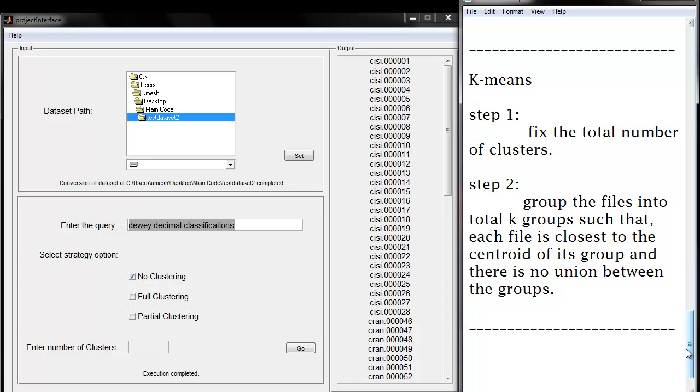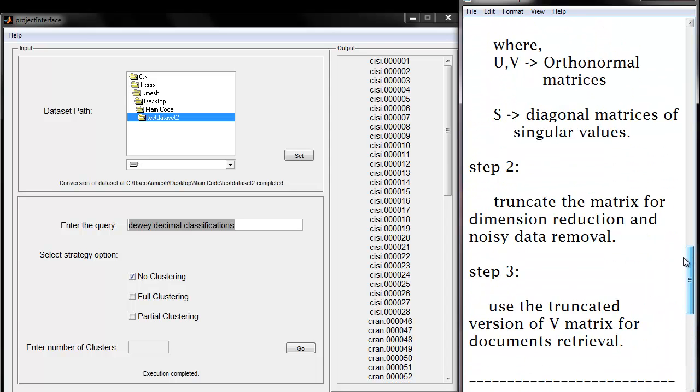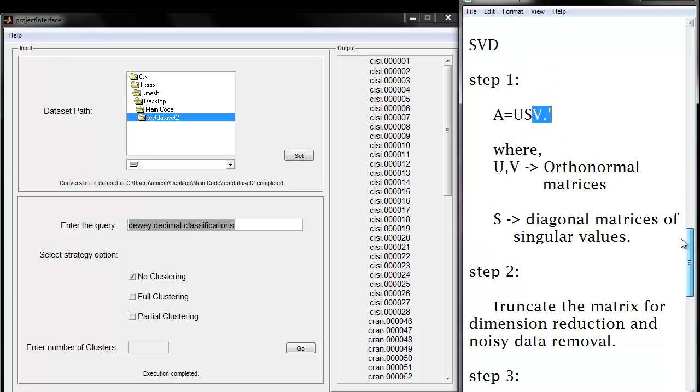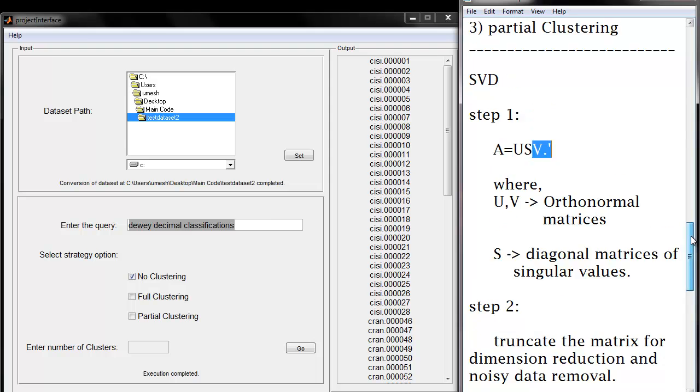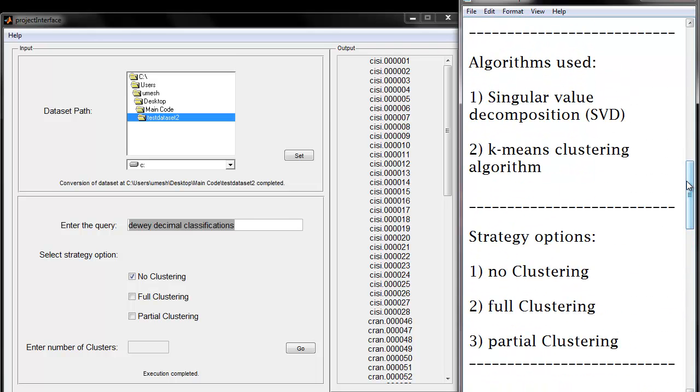The center of the group is calculated by summing up the coordinates of all the files and dividing by the total number of files in the group. So each file in a group is closest to its own center only. It is far away from the centroids of the other groups. These are the two algorithms that we have implemented in our project. And coming to efficiency comparison, no clustering is better suited for smaller datasets, whereas full clustering and partial clustering strategy options are recommended when the input files are large.